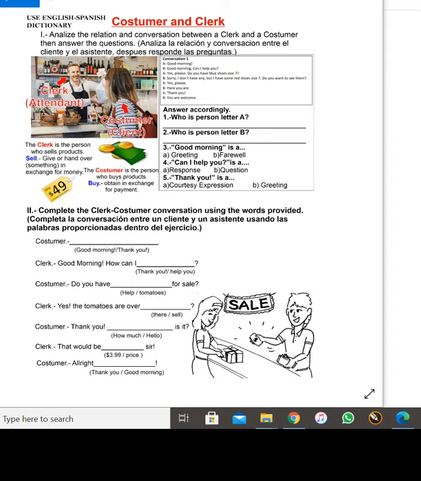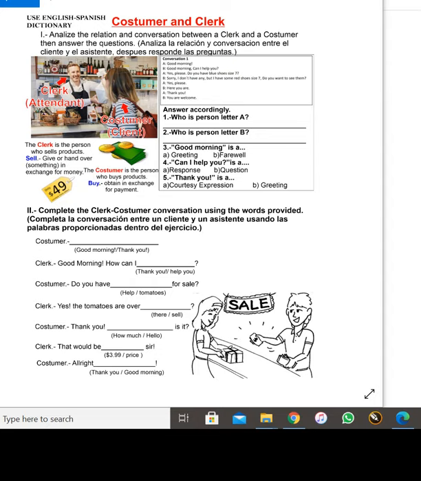All right. So moving on to number 2, it says complete the clerk customer conversation using the words provided. And then I give you an explanation in Spanish just in case you need it. So moving on to the exercise, it says customer, and then we have two options, either good morning or thank you. You have to choose between one of those two. Remember how you start a conversation, guys. You start a conversation using a greeting. A greeting would be good morning, and thank you would be a courtesy expression, as I said before.